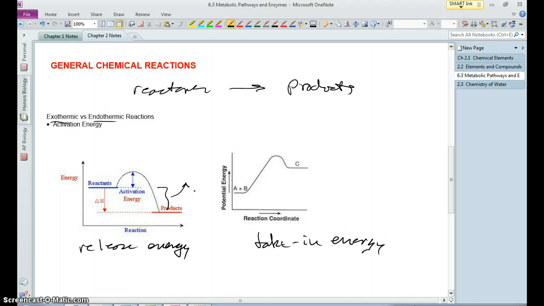Alright, in the endothermic reaction, the reactants have less energy than the products, and so this reaction has to take in energy in order to form these products. The products will be molecules that are typically more complex. It's taken energy to build them up from simpler types of molecules.